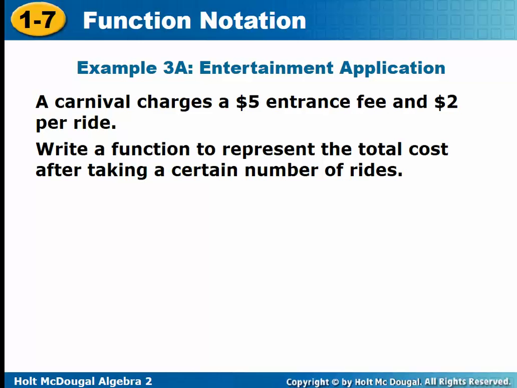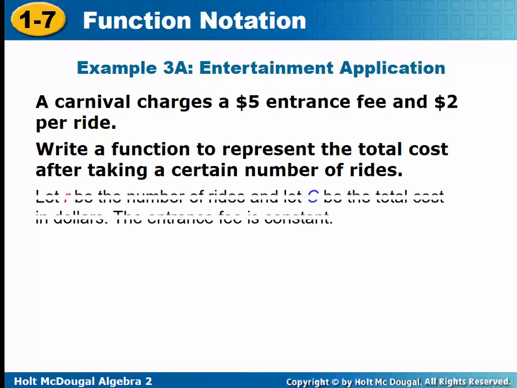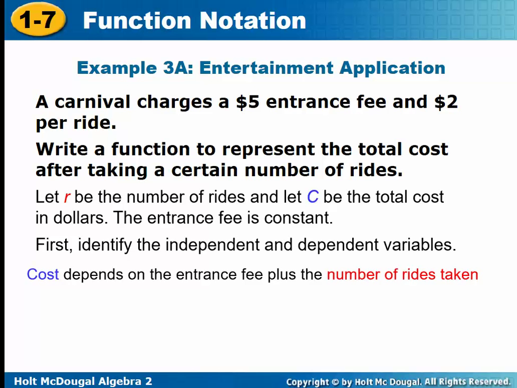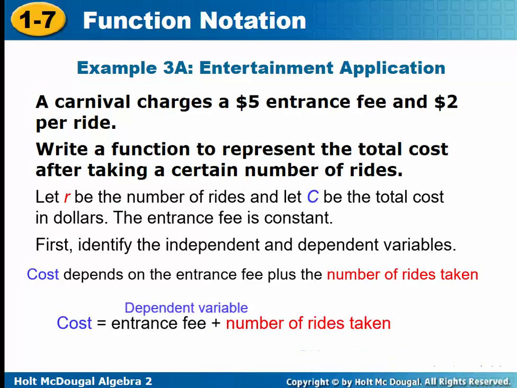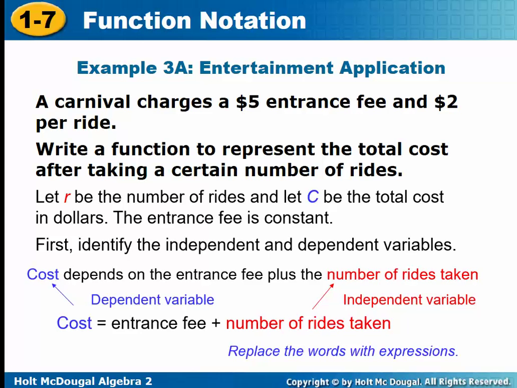Here's an example of a real-world kind of situation. Before you would graph this, you would have to write a function. It says a carnival charges a $5 entrance fee and $2 per ride. So you need to figure out your independent and dependent variables. R can be the number of rides, and the cost, which is dependent, depends on how many rides. So cost is going to equal the entrance fee plus the number of rides taken. Your dependent variable, again, is the cost, and your independent variable is how many rides you're going to take, the number of rides you take.